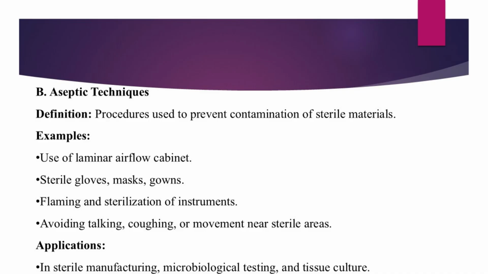B. Aseptic techniques. Definition: procedures used to prevent contamination of sterile materials. Examples: use of laminar airflow cabinet, sterile gloves, masks, and gowns, flaming and sterilization of instruments, avoiding talking, coughing, or movement near sterile areas. Applications: in sterile manufacturing, microbiological testing, and tissue culture.